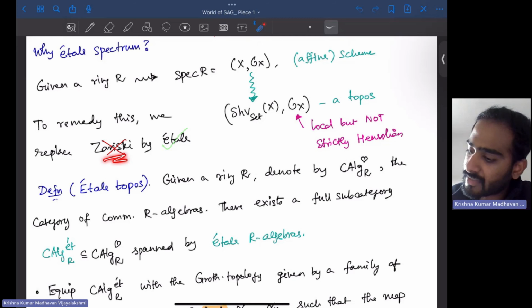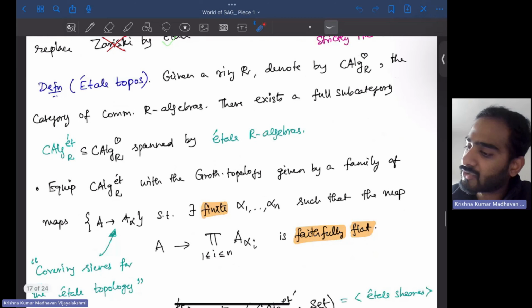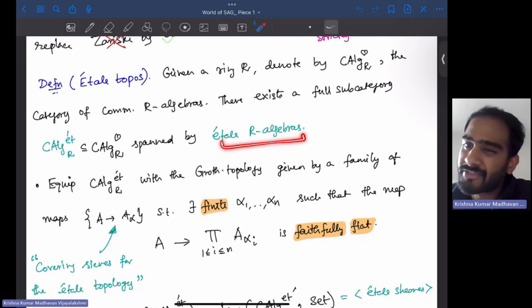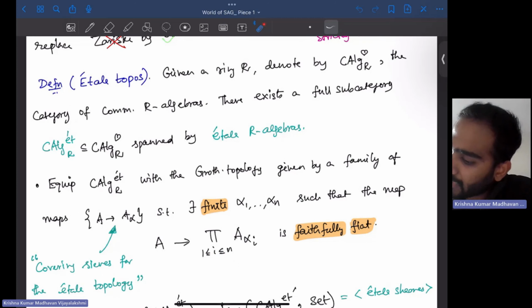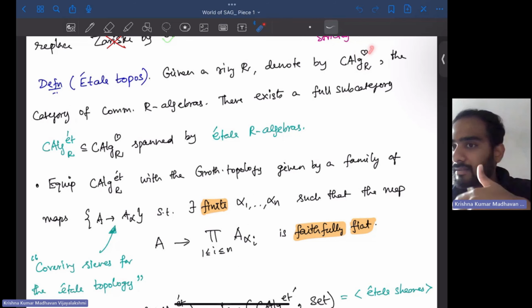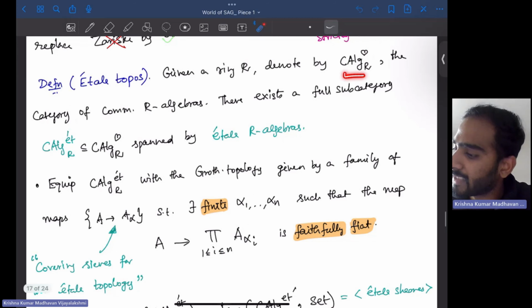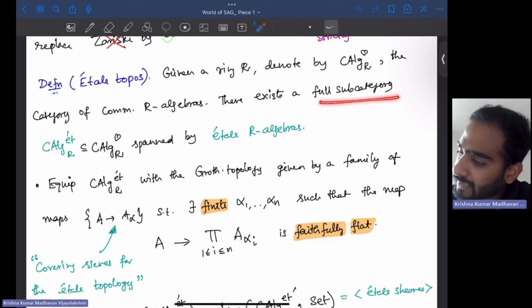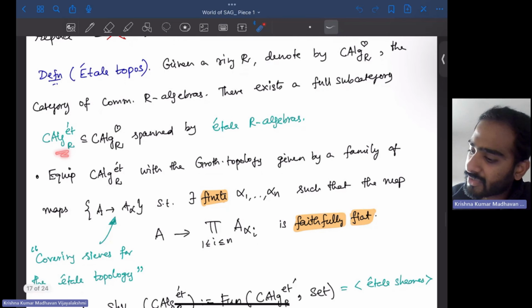So the remedy is to replace Zariski by étale, and an étale topos is something that looks locally like an étale R algebra, I would say. So given a ring R, just denote this category. Remember, whenever we see this hard, also in the next talk, it means that we are just taking the one categorical object corresponding to this thing. So C algebra R would be like the commutative algebra object, but like the ring objects. Okay, there exists a full subcategory which is generated by étale R algebras.